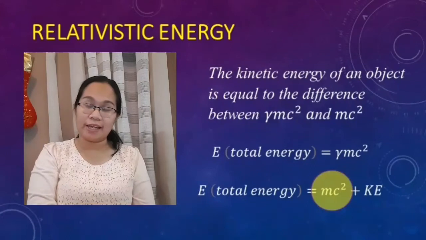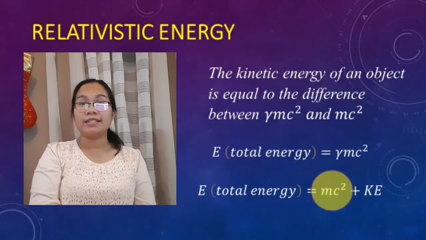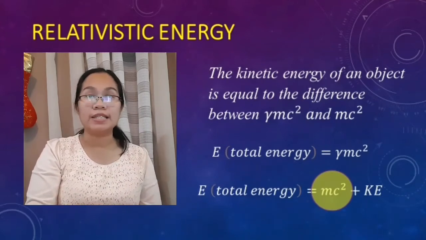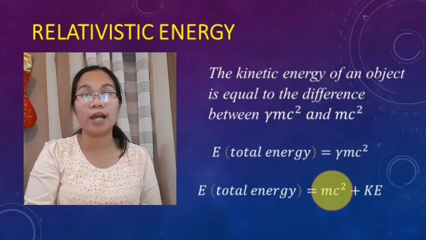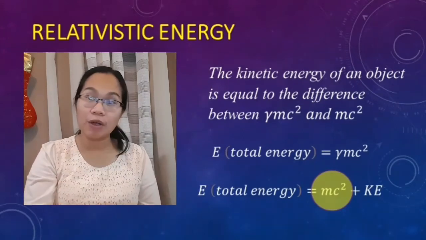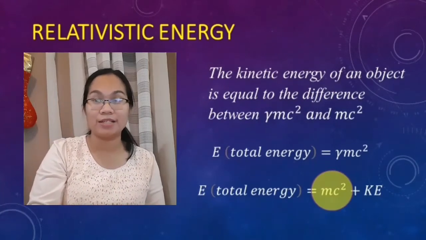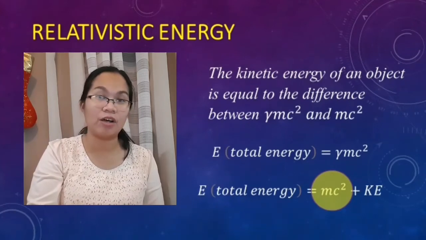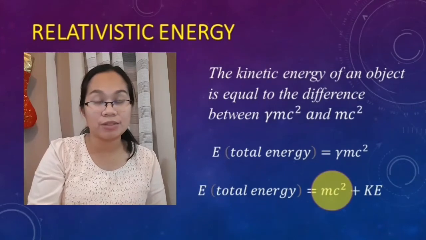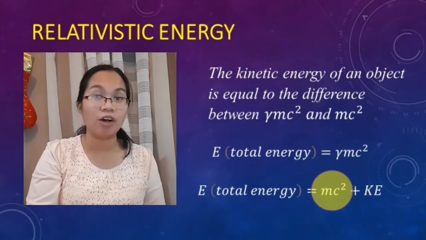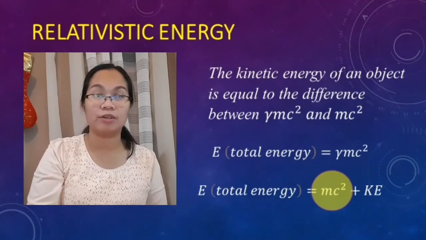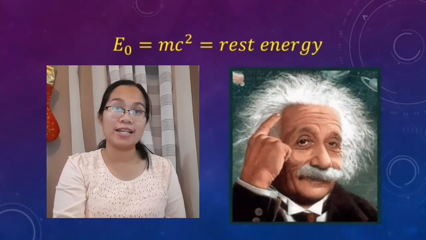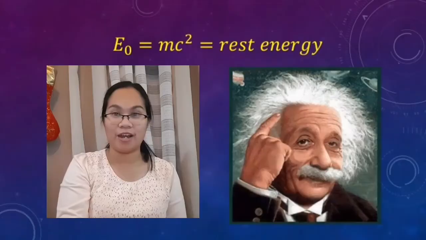Okay, if momentum is affected, therefore energy could also be affected. Let us check this one. After derivation, we now have that the kinetic energy of an object is equal to the difference between gamma mc squared and mc squared, wherein let us recall that the total energy is gamma mc squared, and then the total energy is equivalent to mc squared plus the kinetic energy of the object. Recall also that mc squared is the rest energy of the system or of the object. Okay, so take note of that. That was the discovery of Albert Einstein. So E naught, or the rest energy, is equivalent to mc squared.